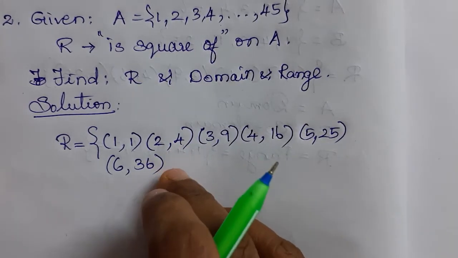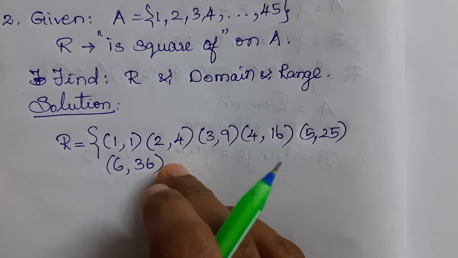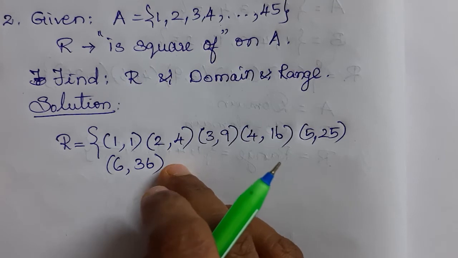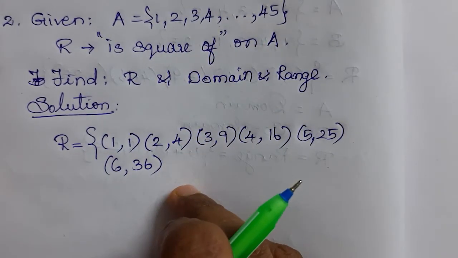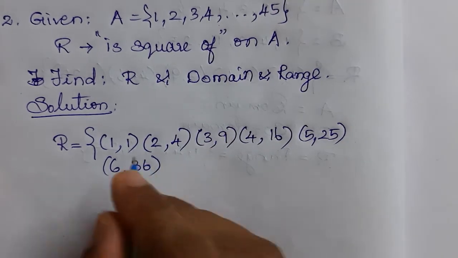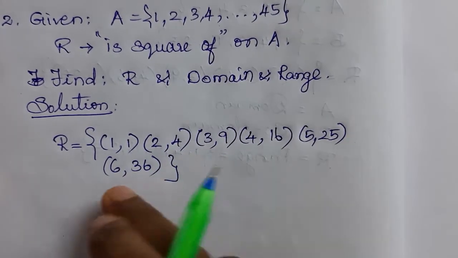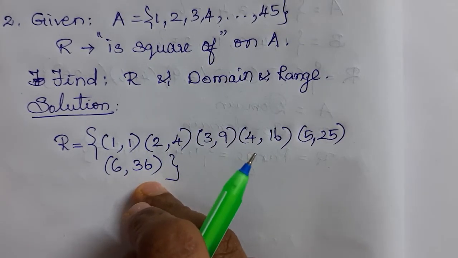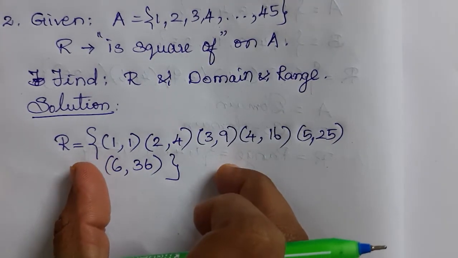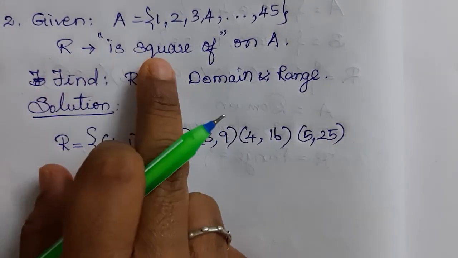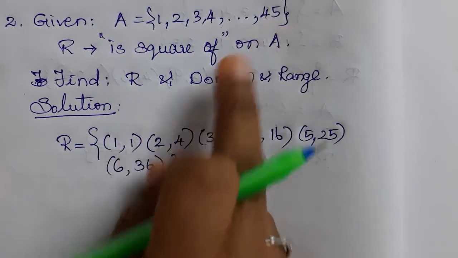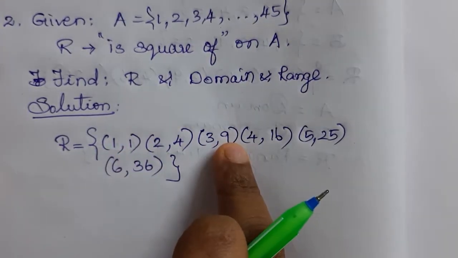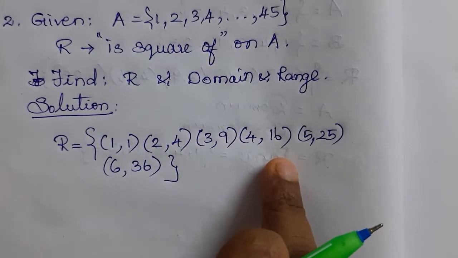And if I take 7, what happens? The square of 7 is 49, which you don't have in A. So you cannot write that ordered pair. So we have to list only till 6, 36. So this is the relation where they have given you that the relation is square on A. With the elements of A, the relation is framed with the help of square numbers of each term.